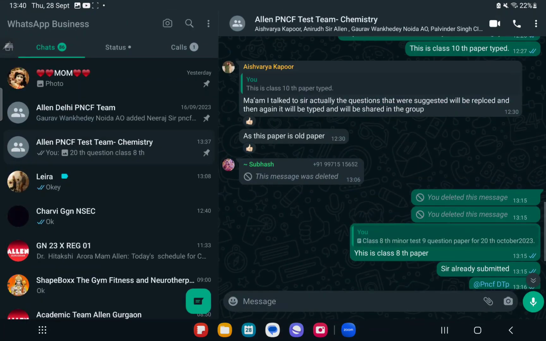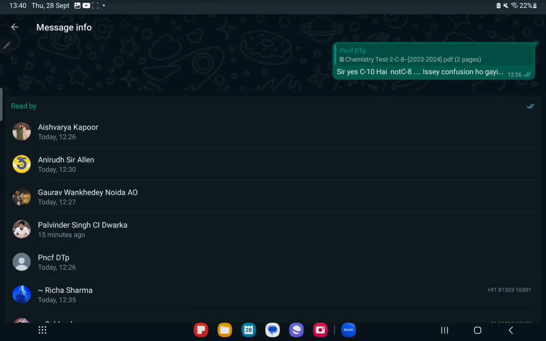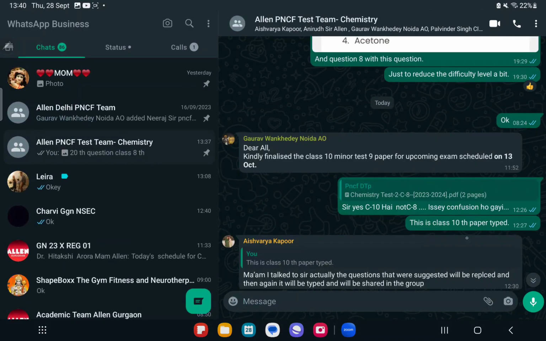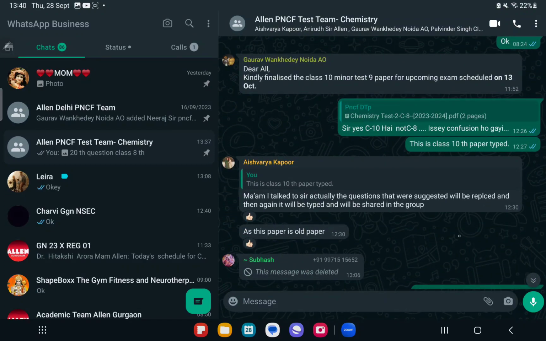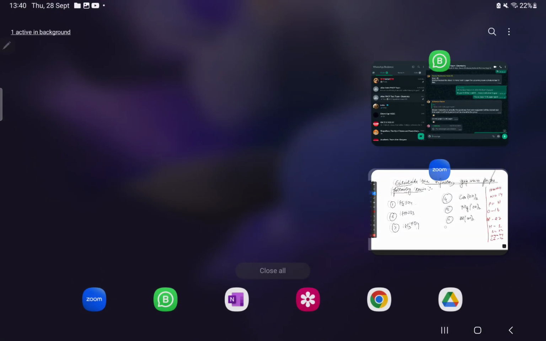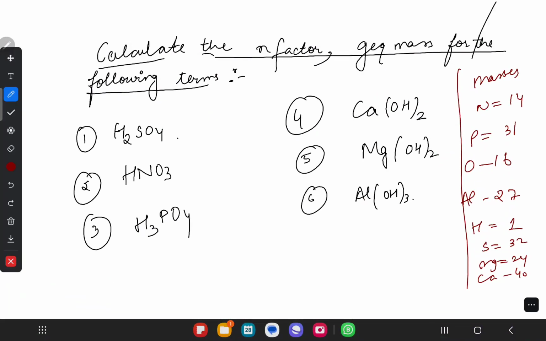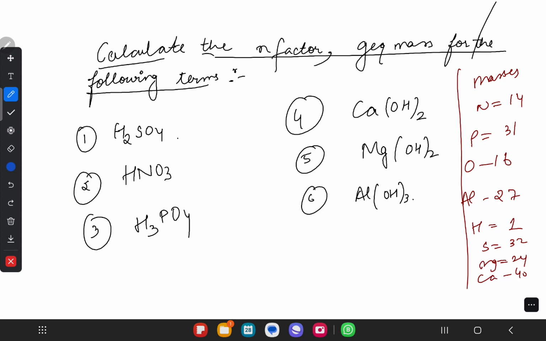Two plus 32 plus 16 times 4, divided by 2. That gives 49, the gram equivalent mass. But how many liters of H2SO4?